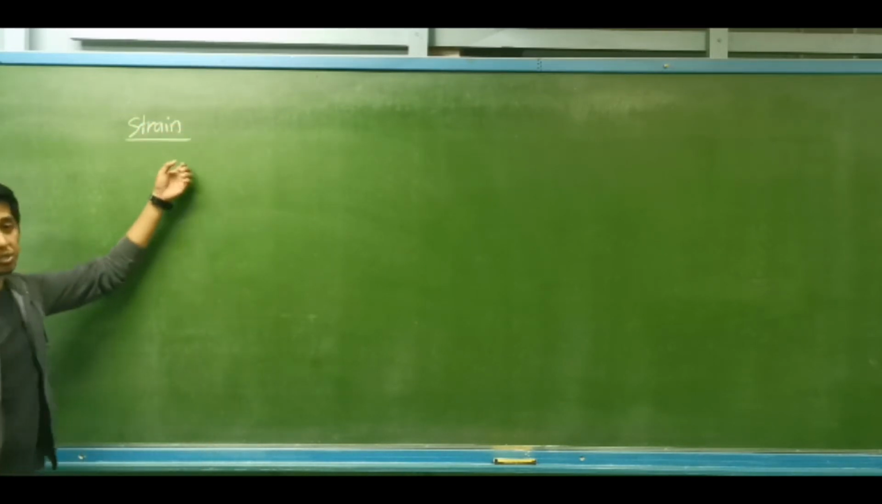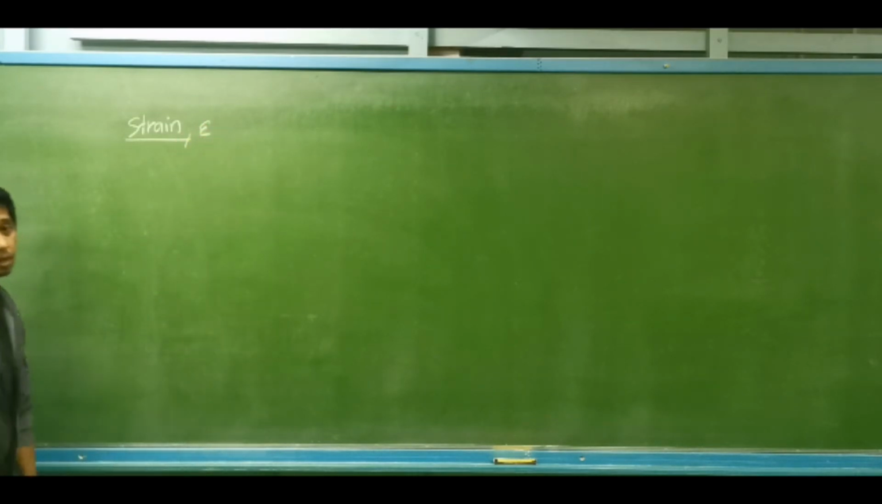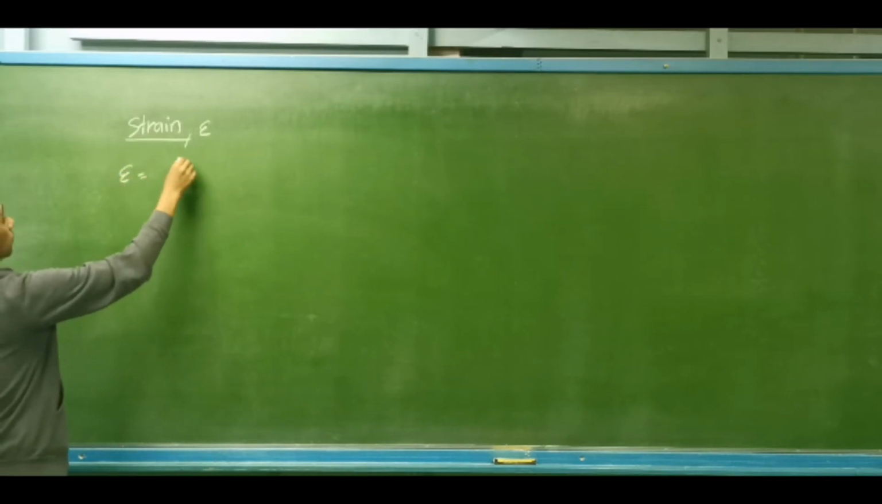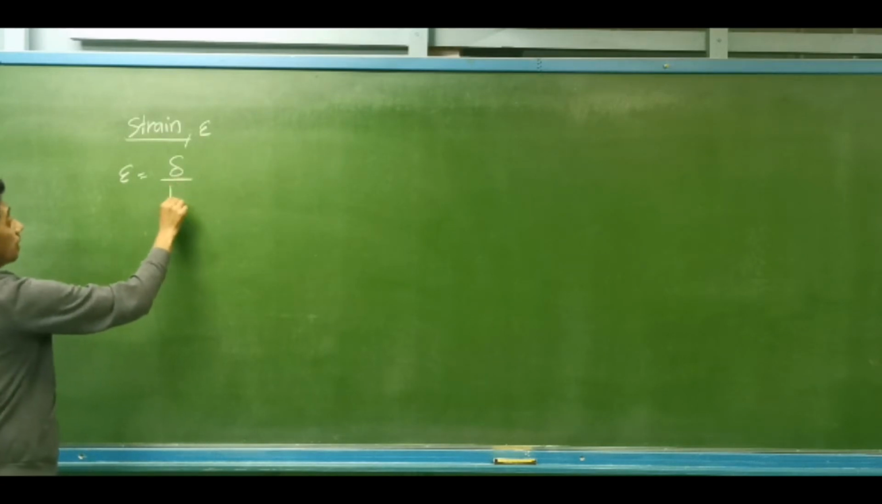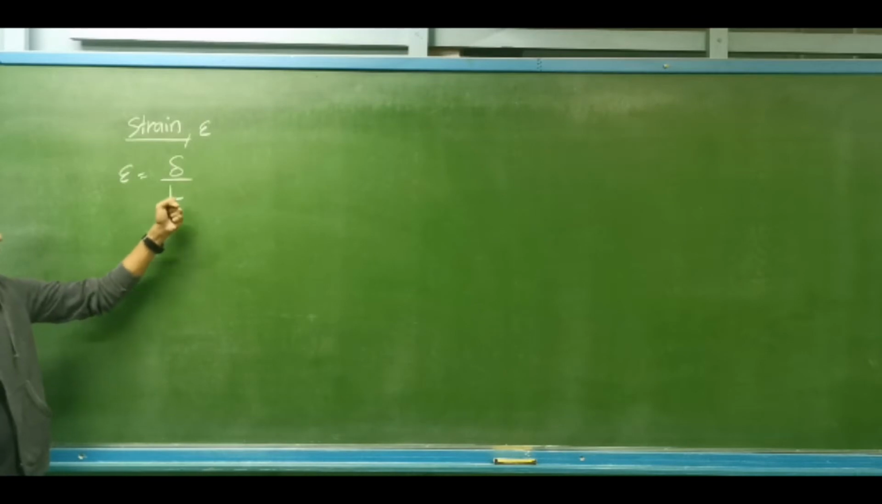Next up, we are to discuss strain. We are using the symbol epsilon. Basically, we say strain is equal to the ratio of the deformation divided by the length of the structural member, so delta over the length.